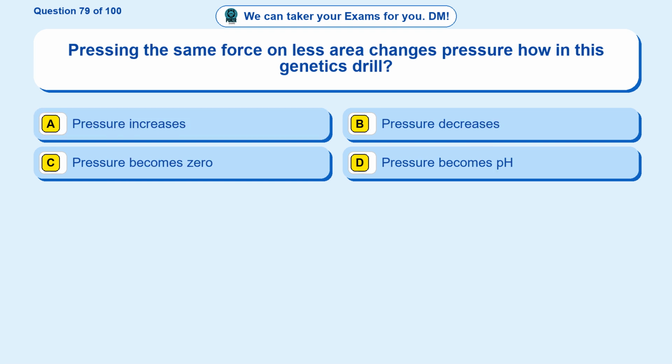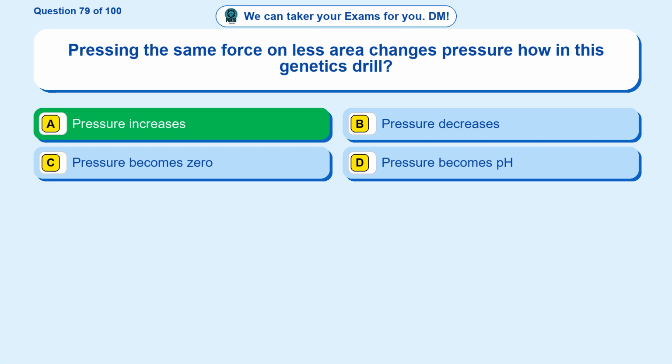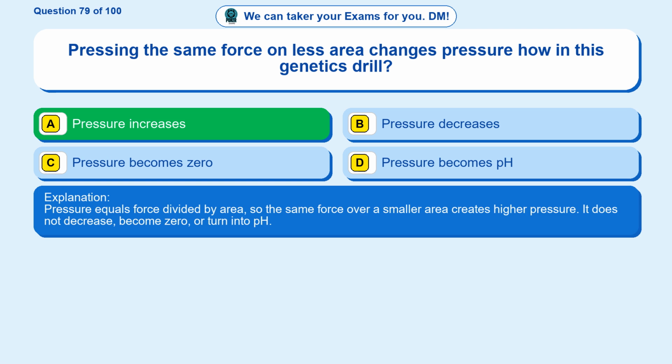Question 79. Pressing the same force on less area changes pressure. How in this genetics drill? Option A, pressure increases. Option B, pressure decreases. Option C, pressure becomes zero. Option D, pressure becomes pH. The correct answer is option A. Pressure increases. Pressure equals force divided by area, so the same force over a smaller area creates higher pressure. It does not decrease, become zero, or turn into pH.